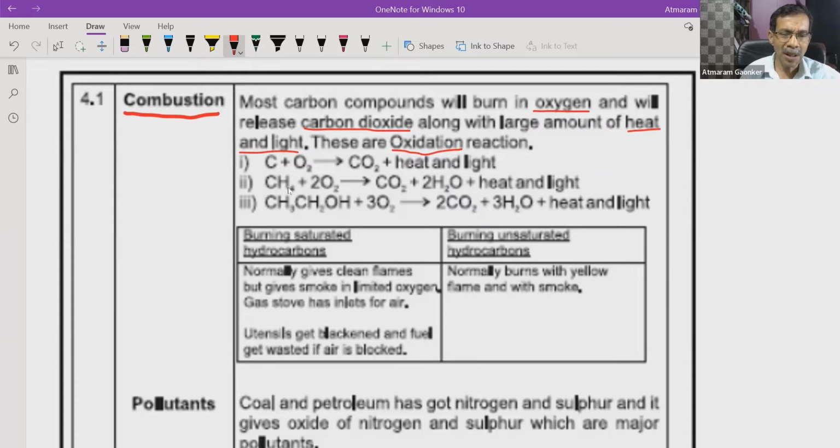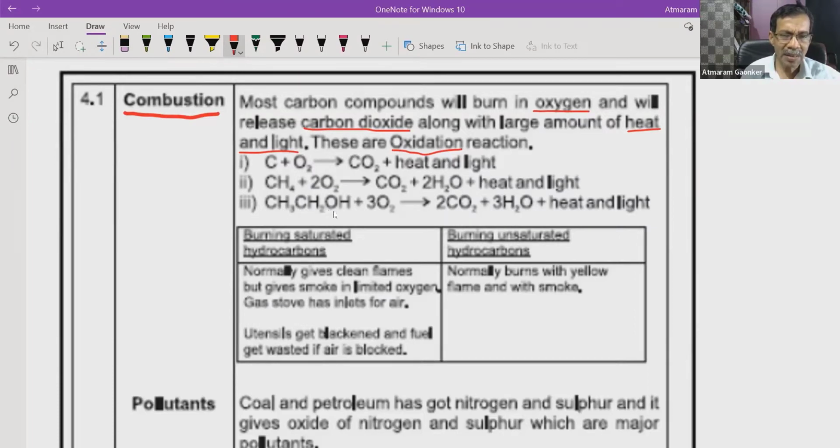Then this was regarding the carbon, that is coal. Second one is methane gas. CH4 is methane gas. When you burn it with the help of oxygen, 2O2, you will get carbon dioxide plus 2 water molecules plus heat and light. The second equation that you have to remember.